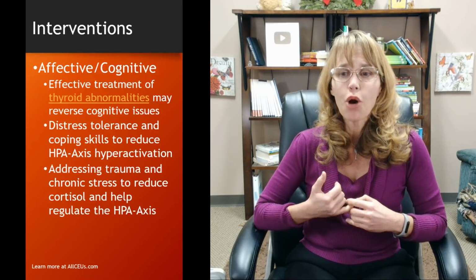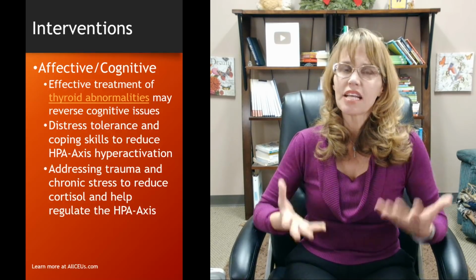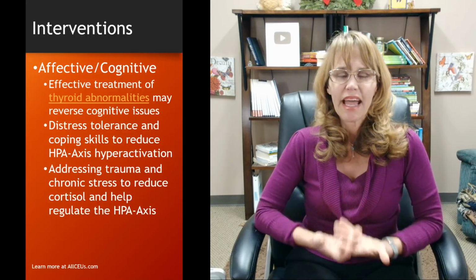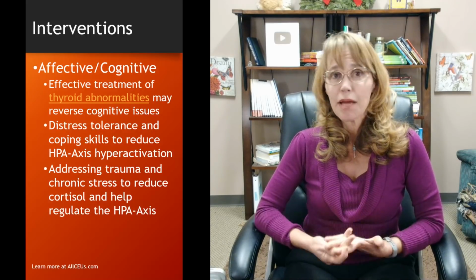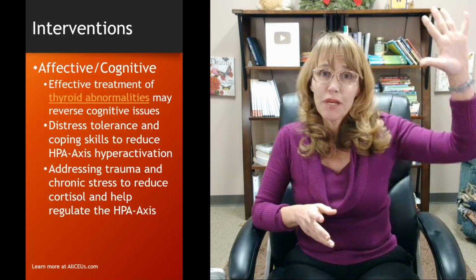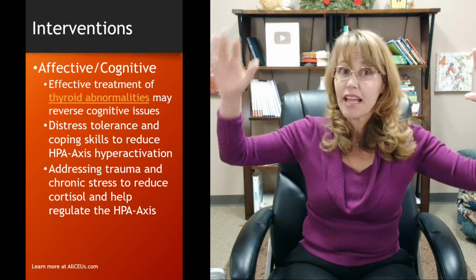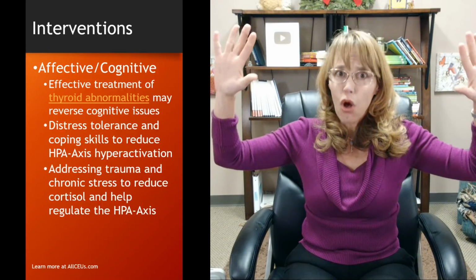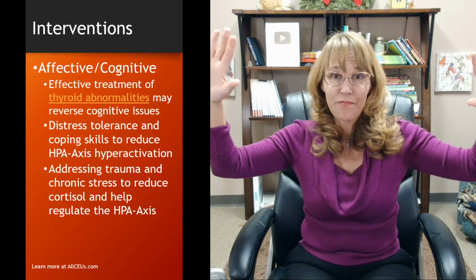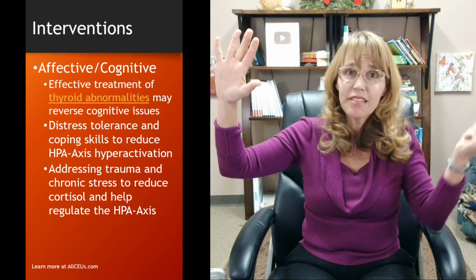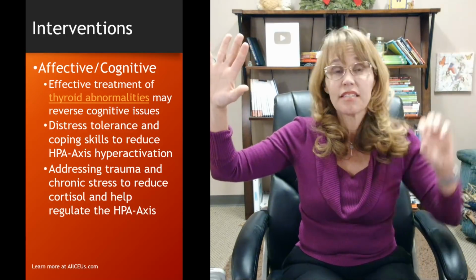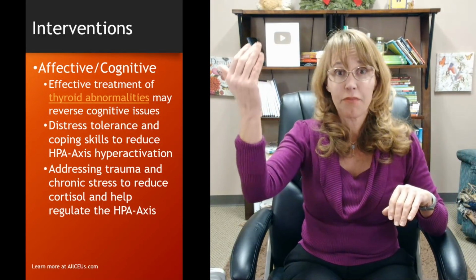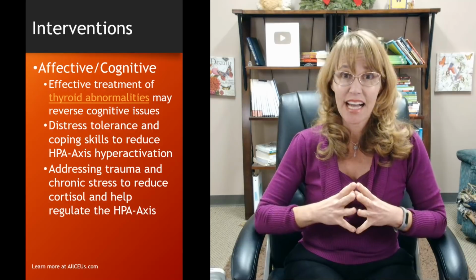Distress tolerance and coping skills. These are essential tools that we can help provide people to reduce HPA axis hyperactivation. If the HPA axis is hyperactivated, the HPT, hypothalamic pituitary thyroid axis, is also going to be hyperactivated. So if we can turn down the HPA axis so it's not hypervigilant, then we are also reducing some of the demand on the HPT axis.